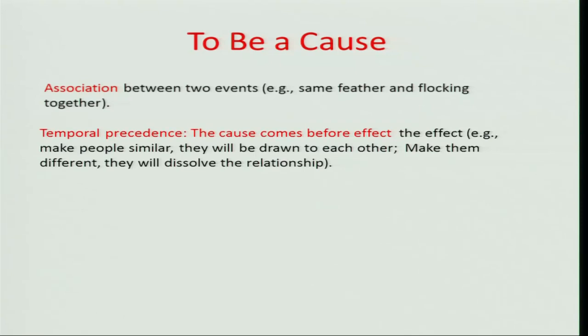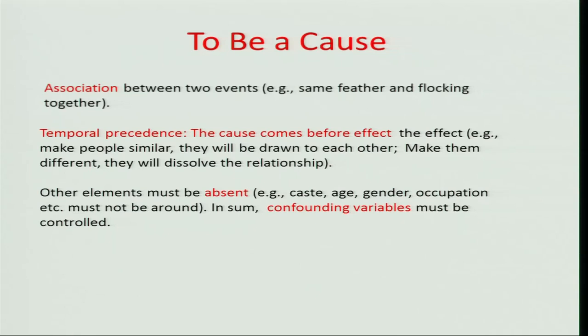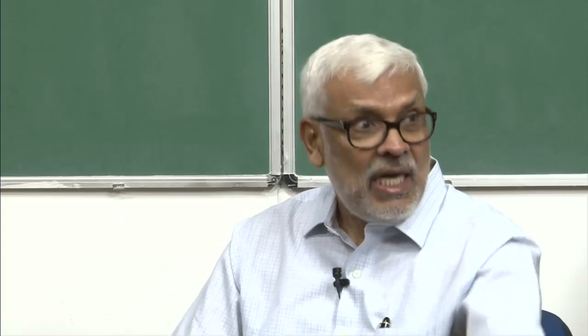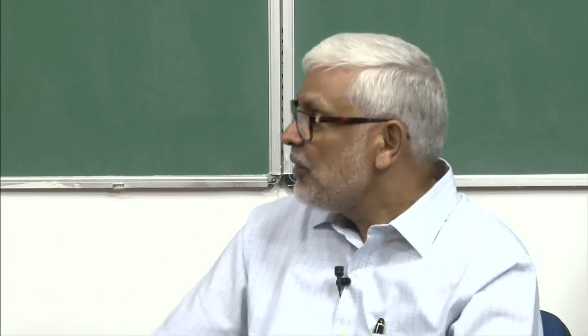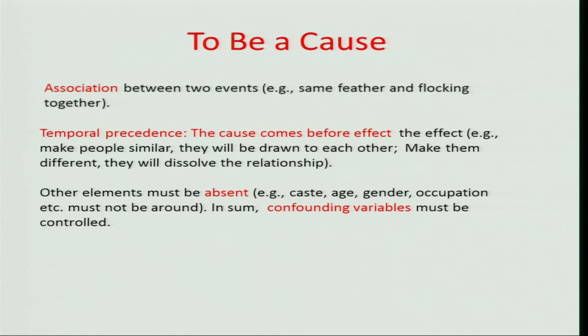The second, we say temporal precedence. By temporal precedence we mean cause comes before effect. So temporal order is important. Third one, we say there should not be anything other than the cause. All other things should be absent, just the fire, just the attitude, only then we can say they have become friends. So all other things should be controlled, and only one thing should be different, and that I also learned in my high school textbook by Arun Kumar Datta when he said, how do we perform an experiment?